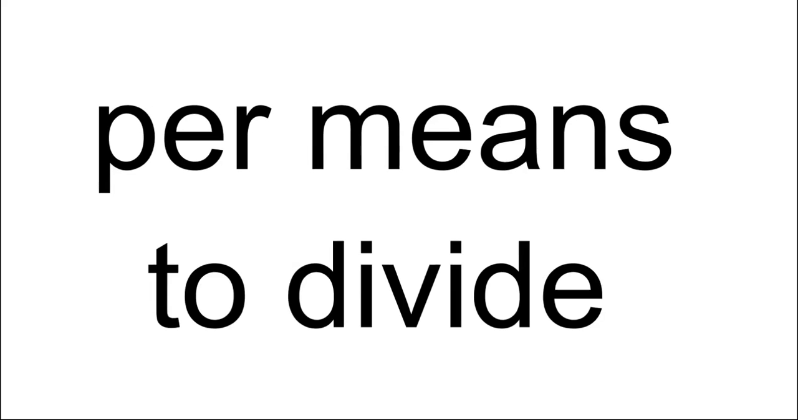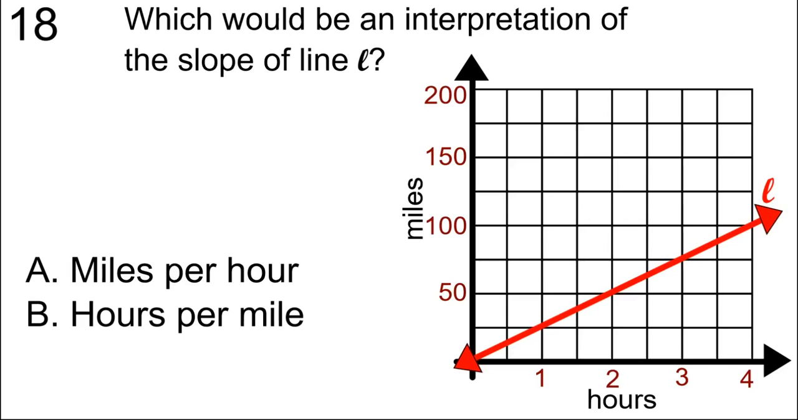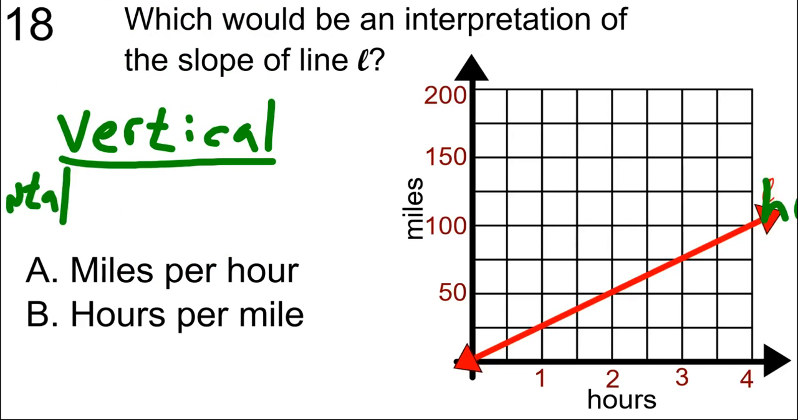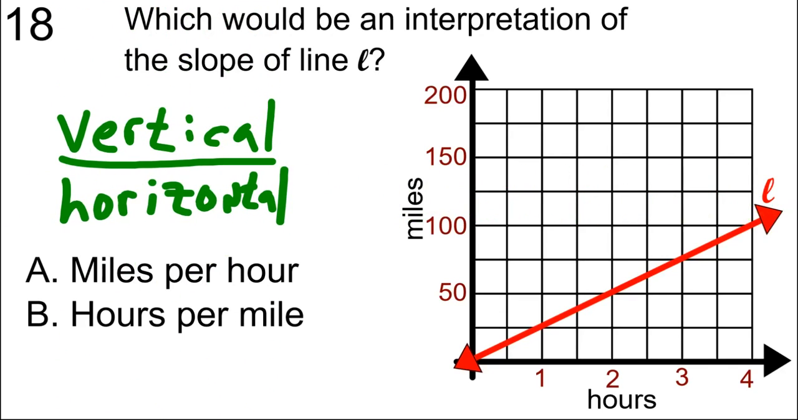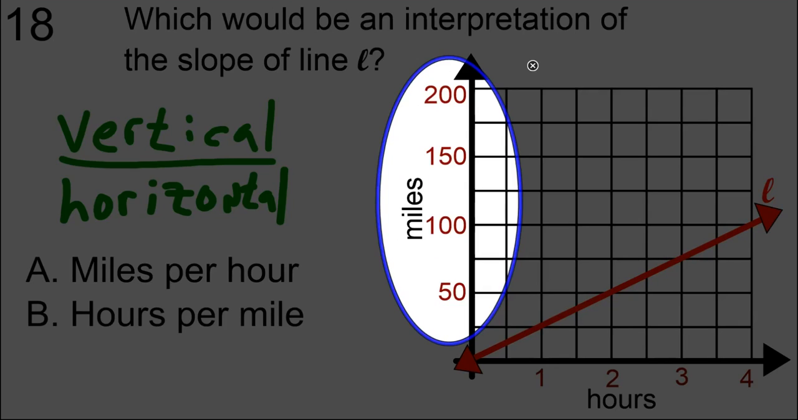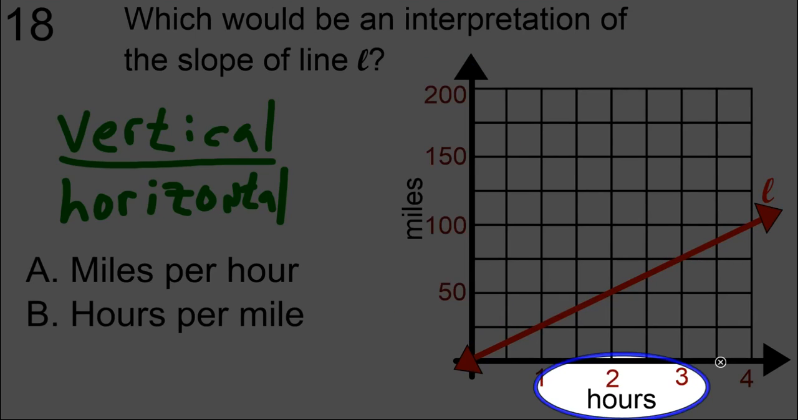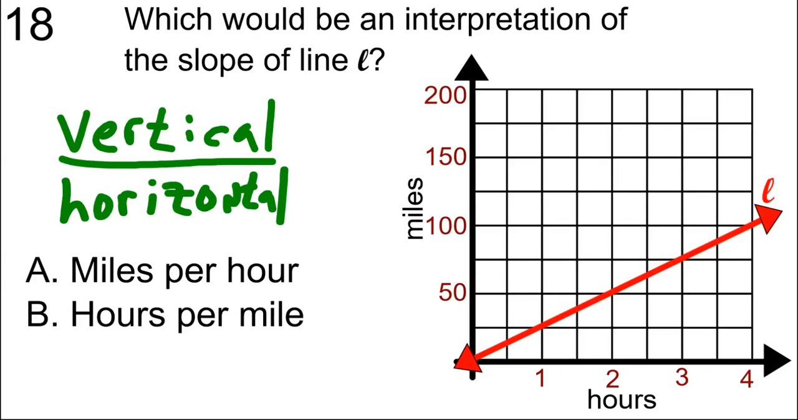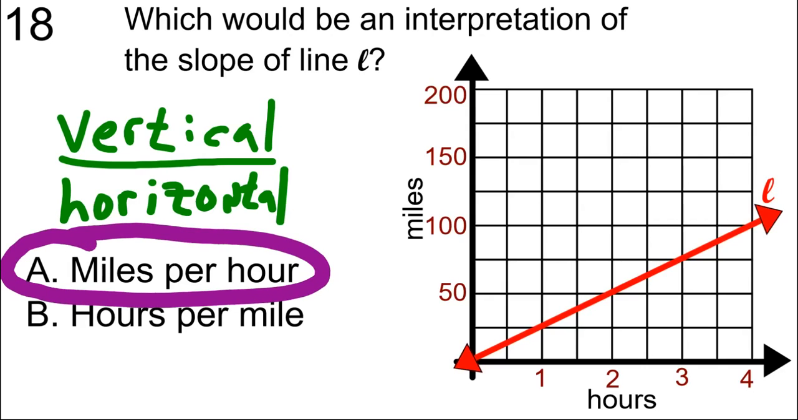In this case, "per" literally means to divide. And slope is the vertical change in direction per the horizontal change in direction. The vertical change in direction occurs along the y-axis, and the horizontal change in direction occurs along the x-axis. We want to think of this as the y-axis per the x-axis, so the answer is A, miles per hour.